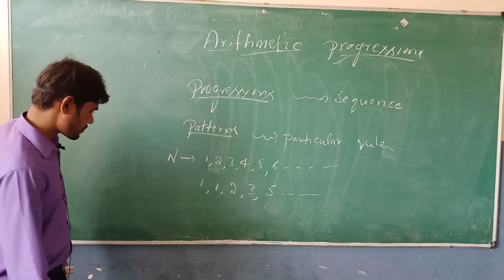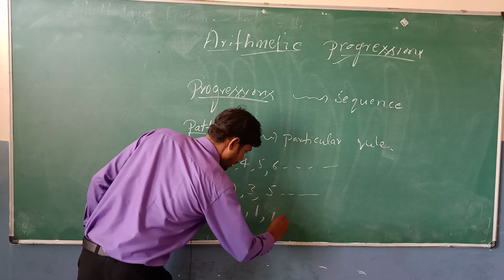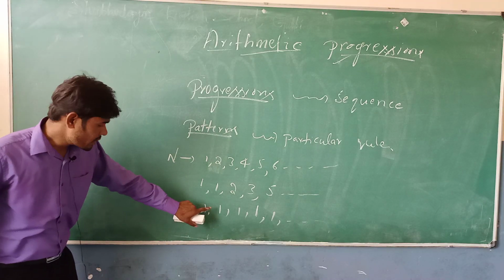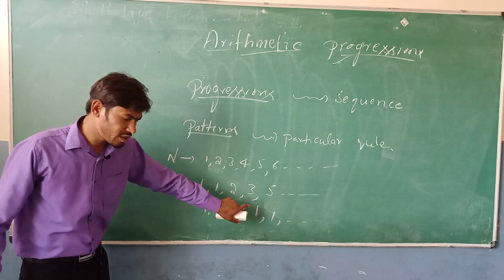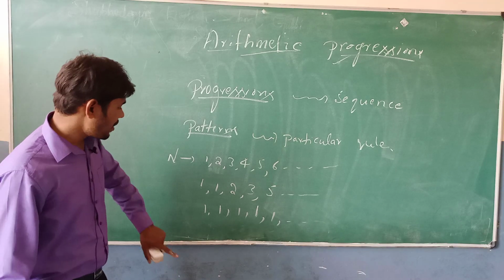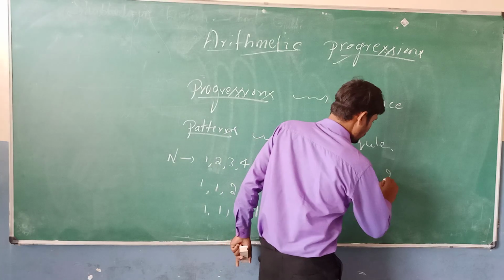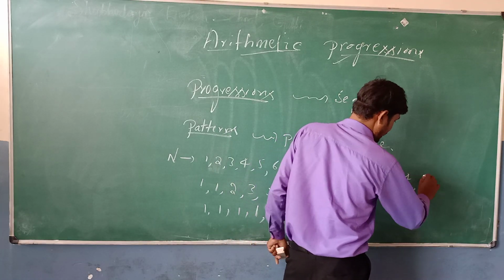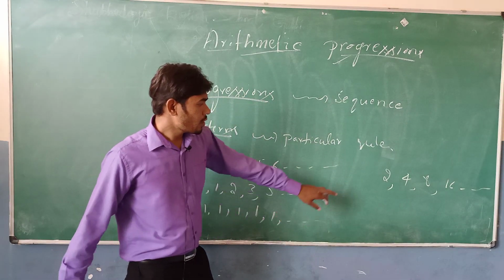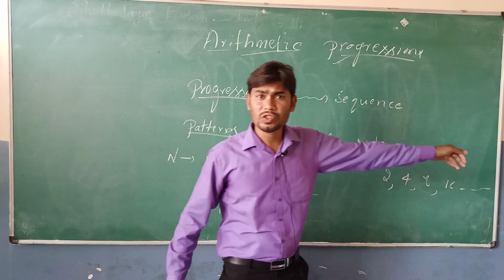Another pattern: 1, 1, 1, 1, 1, and so on. This is also a pattern. We add 1 plus 0, which is 1, and again 1 plus 0 is 1. Here the constant number 0 is added, and all the terms are obtained. Another pattern: 2, 4, 8, 16, and so on. Here a product is there: 2 twos are 4, 4 twos are 8, 8 twos are 16. This is also a pattern.